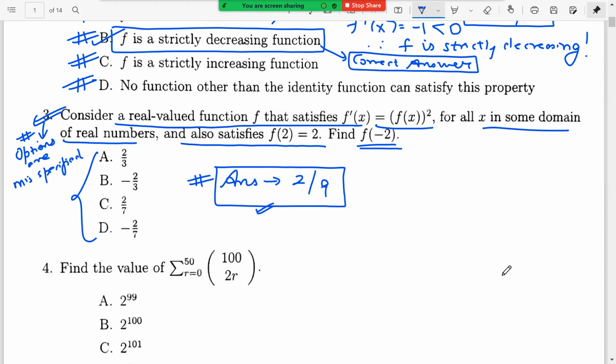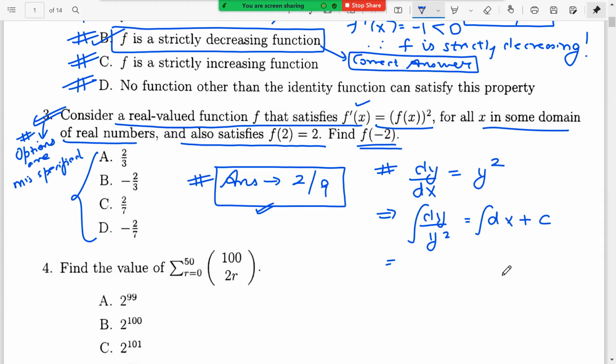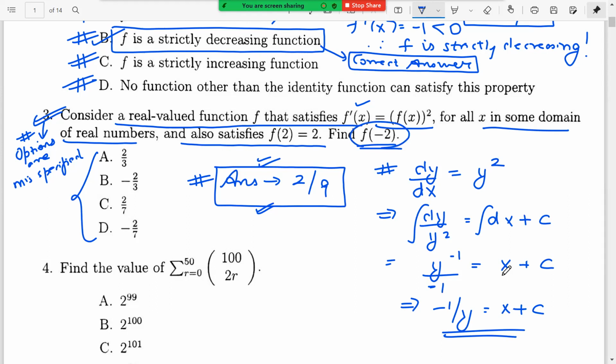Okay, it was a very easy question. I'm revising this again. f dash x is nothing but dy by dx. f of x is nothing but y square. You integrate both sides. So this is dy by y square equal to dx. Just integrate both sides. So the integration of dy by y square is the integration of y to the power -2, which is y to the power -2 plus 1 upon -2 plus 1. The integration of dx is x. So you get -1 by y equal to x plus c. And when you solve this, guys, you get the answer as 2/9 when you calculate f of -2.